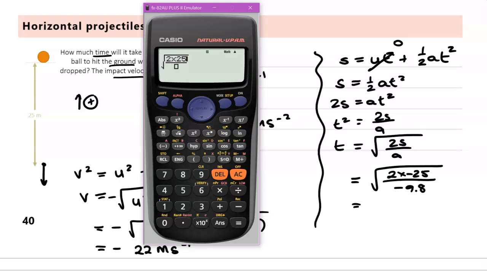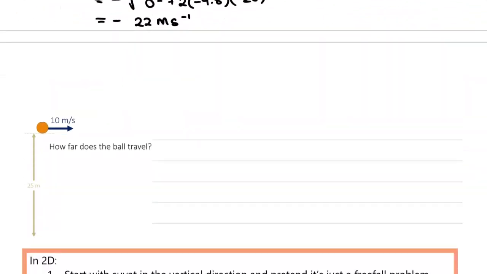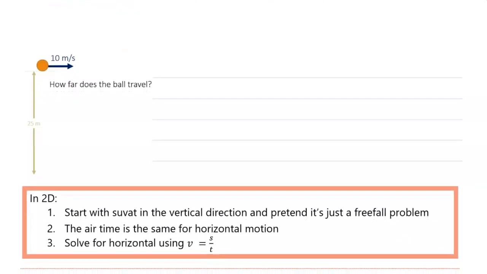I'm not typing the negatives into my calc, although you're more than welcome to, because I can see that they're going to cancel each other out. So there we get, to 2 sig figs, 2.3 seconds. Cool. Now, how does this relate to the next question? What an excellent question you have.